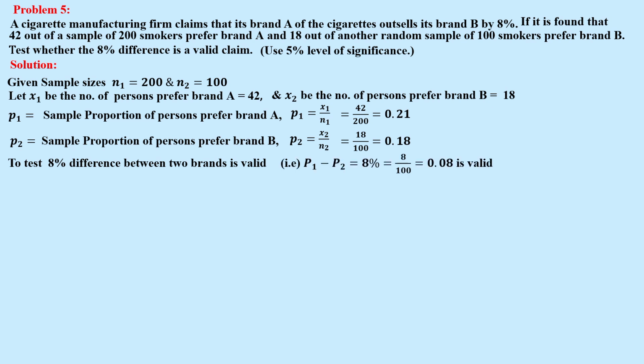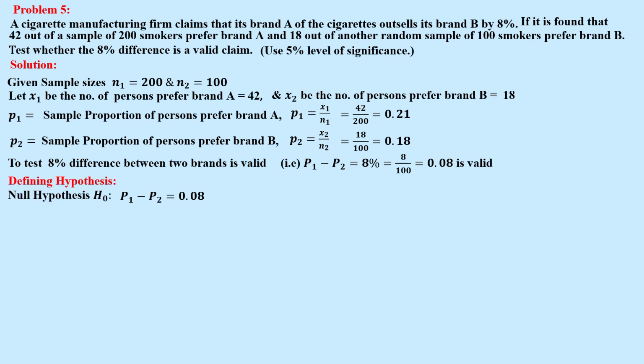So the difference between two brands: we are taking the population, brand A total, brand B total, right? Not the sample. That is why capital P1 minus capital P2. When you are talking about the whole brand, then you have to take the population proportion, right? So capital P1 minus P2 is equal to 8%, that is 0.08. We have to check whether P1 minus P2 equal to 0.08 is valid.